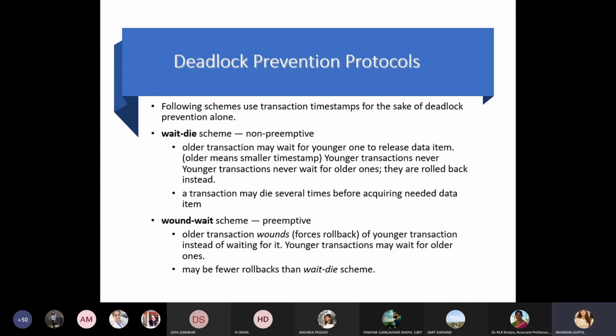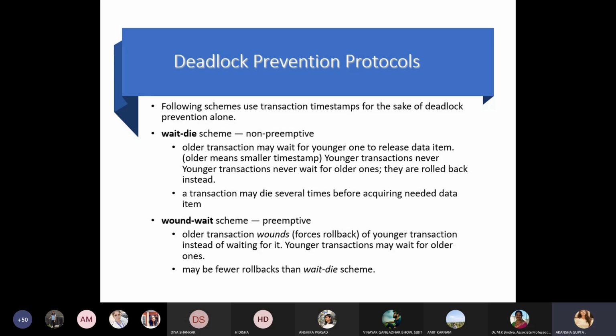So deadlock prevention protocol. We have two types of schemes for deadlock prevention: the wait-die scheme and the wound-wait scheme. There are differences between them. The wait-die scheme is non-preemptive, whereas the wound-wait scheme is preemptive. In wait-die, an older transaction may wait for a younger one to release data items. Younger transactions never wait for older ones; they are rolled back instead. Whereas in wound-wait, an older transaction wounds the younger transaction instead of waiting for it. So a younger transaction may wait for older ones.